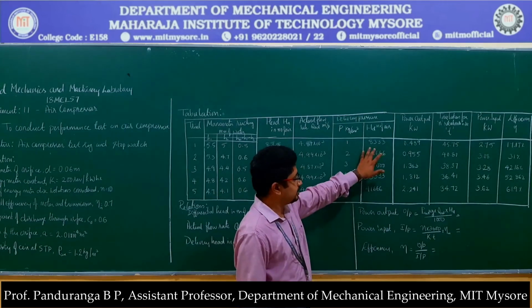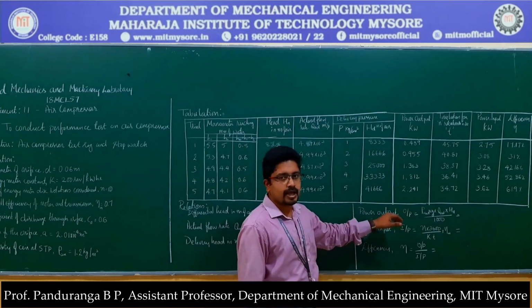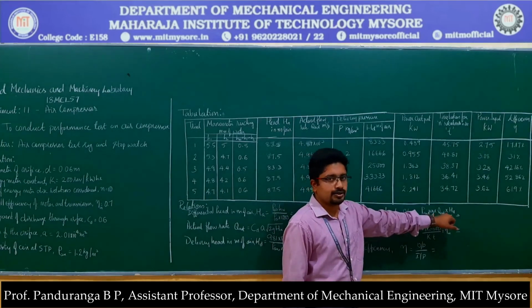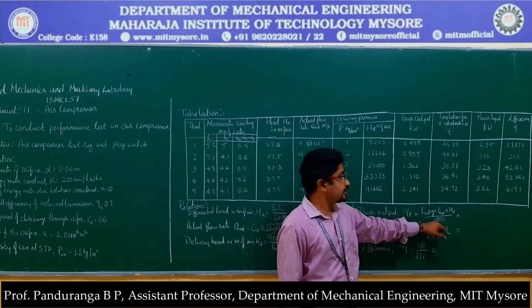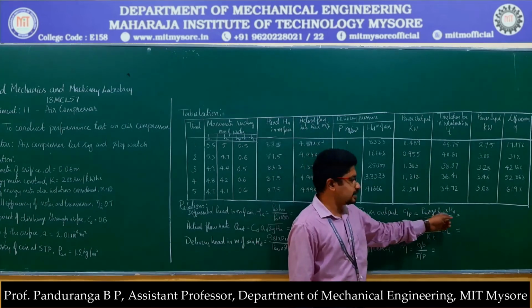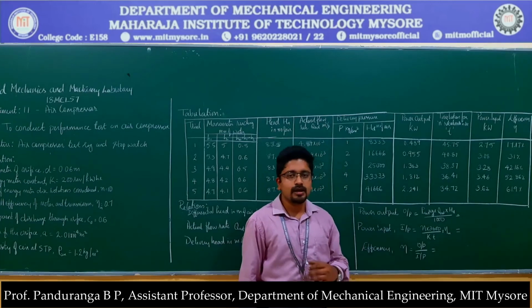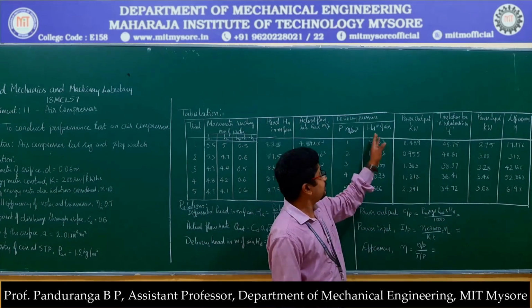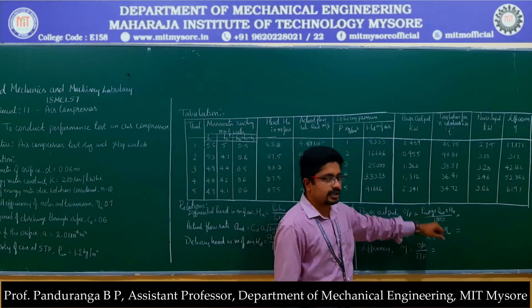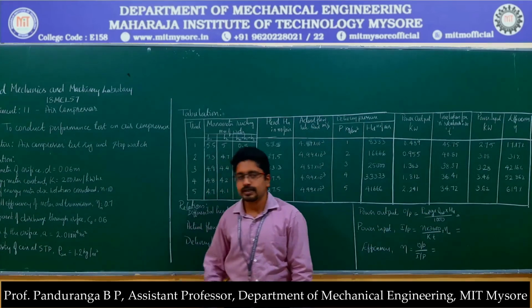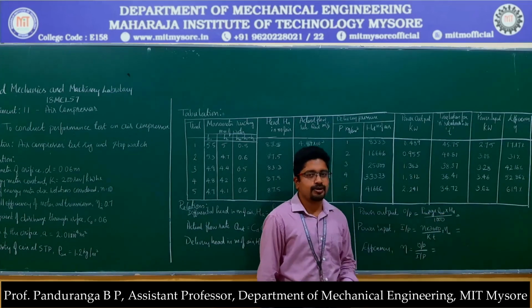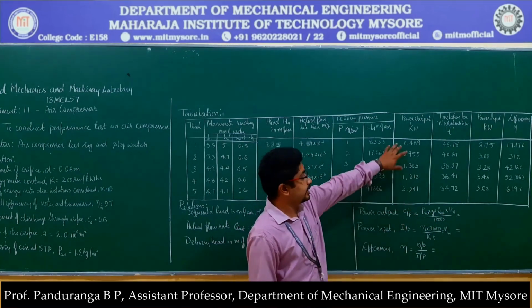Once we get the head, then we can find out the output power. Output power is given by rho into G into Q into H divided by 1000 to convert the power into kilowatt. Rho GQH is the fluid power. We have the delivery head here, we have the discharge here, and we know the density of air at STP condition, and G is 9.81. When we substitute those values, we get the output power.